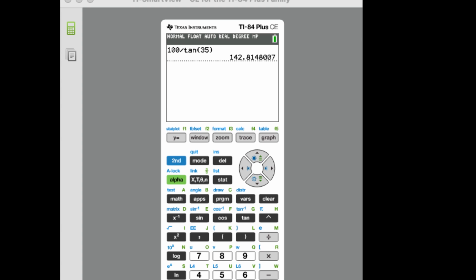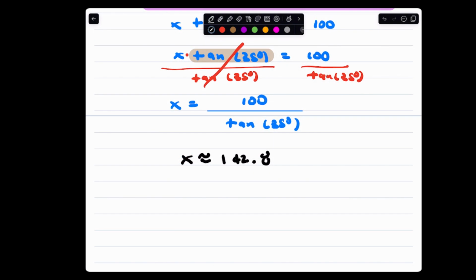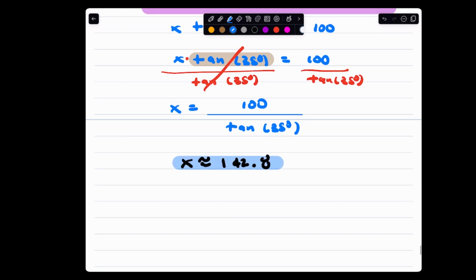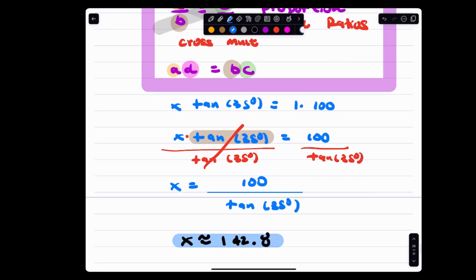Do you guys know what x is going to be? 100 and what? What's our x value? X is approximately 142 point what? 8. We already went through approximation. Is that right? So there you guys go. This is the value of x: 142.8 degrees.